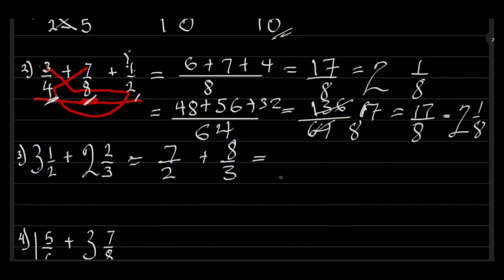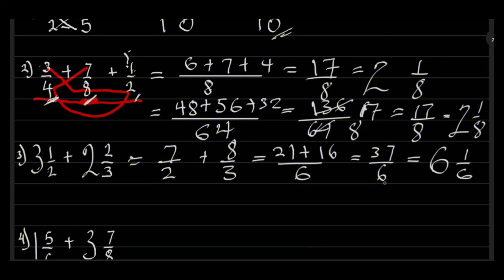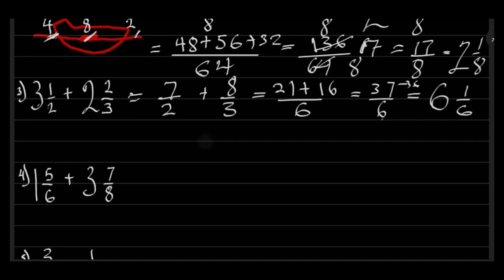What do we do first? We multiply the denominators to give us 6. Then we cross multiply. 7 times 3 is 21. 2 times 8 would give us 16. And that would be equal to 37 over 6. Changing to mixed numbers, we'll have 6 whole number, 1 over 6. Remember, 6 times 6 will give us 36. So subtracting, we'll have 1 whole number, and then that is that.